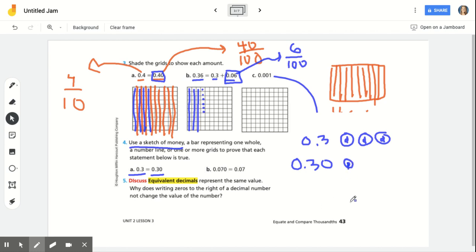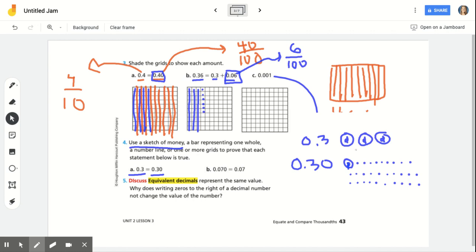I want you to do the same. For time-wise, let's not draw 30 exactly like this. Let's just do 30 dots. I have 30 dots. Do you have 30 dots? All those 30 dots represent pennies. Is this true? If I were to say I have 3 dimes and I also have 30 pennies, are those the same? Are they equal to each other?